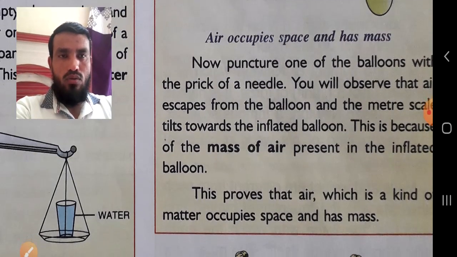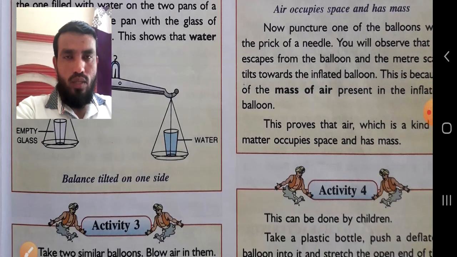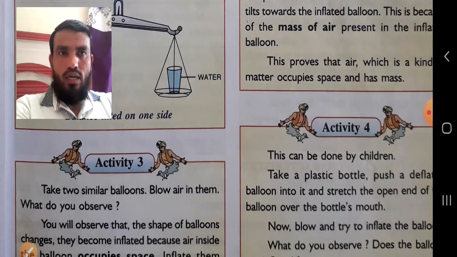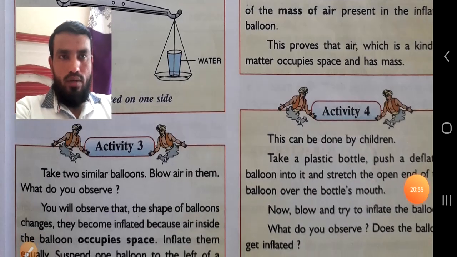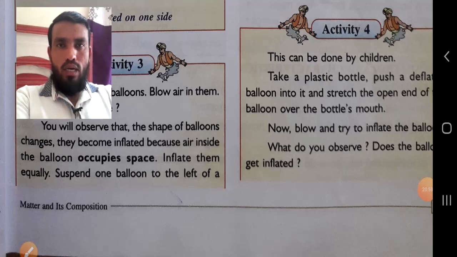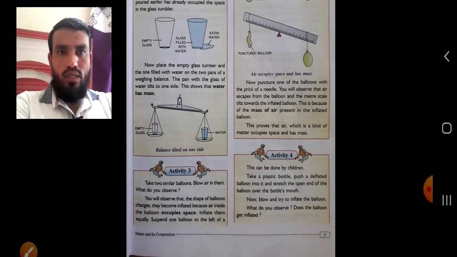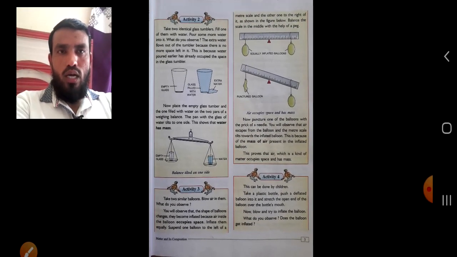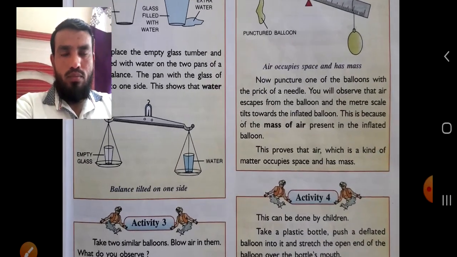So in this activity also we can prove that air is made of matter, that it also occupies space and has mass. In this activity we have just talked about air, because matter is made of all kinds of things: solid, air, or liquid. So we have seen these activities to show that liquid also has mass and occupies space, and gas also has mass and occupies space.